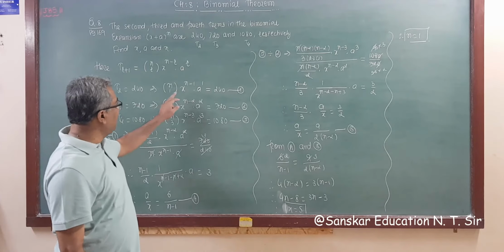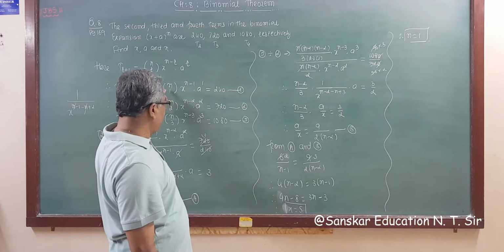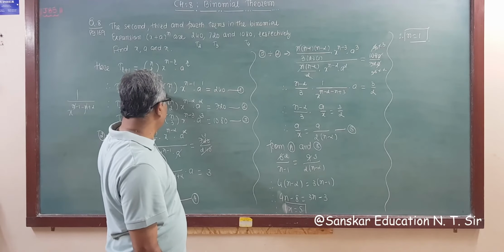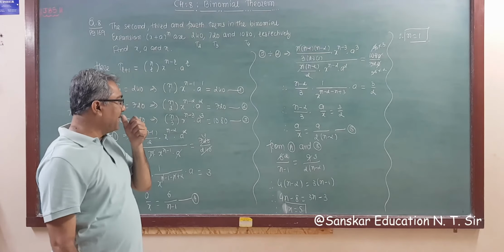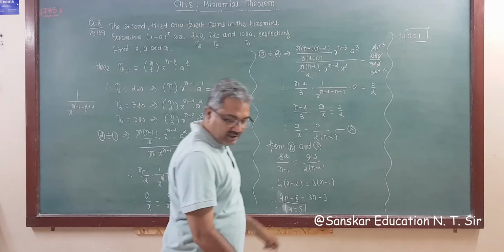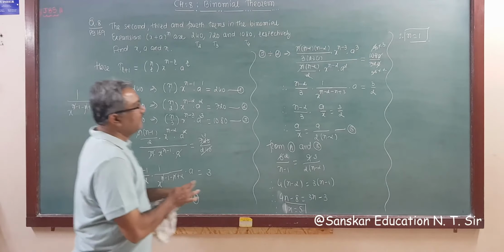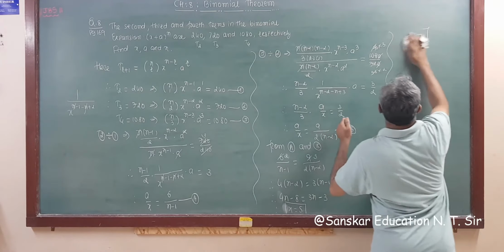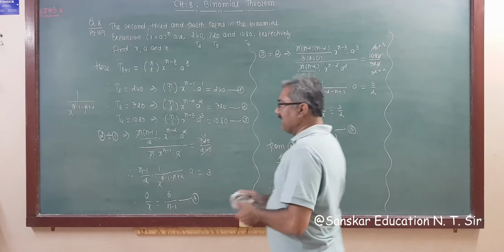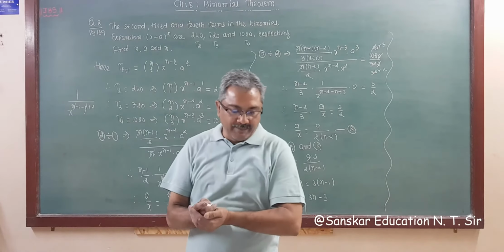So substituting n equal to 5, here we get nothing. So how do we get a and x? That is our target. So first of all we have to remove this. So we get n is equal to 5.